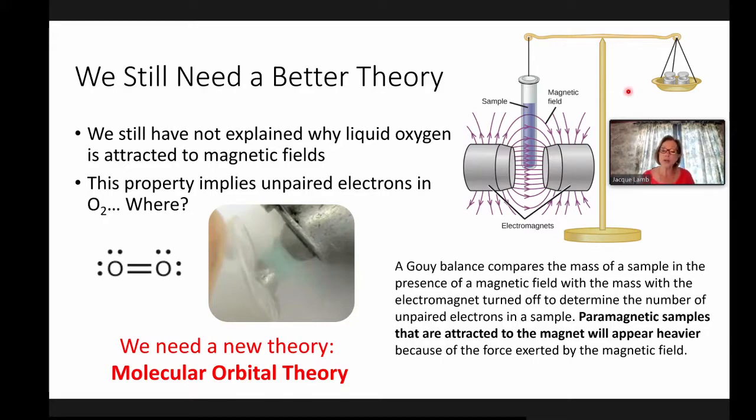So when we do that with oxygen, liquid oxygen, we actually see that oxygen has a magnetic property. That would indicate that it has unpaired electrons. If we look at its Lewis dot structure over here, though, we see that there are no unpaired electrons. So we can't explain this with any of the theories that we've done thus far.